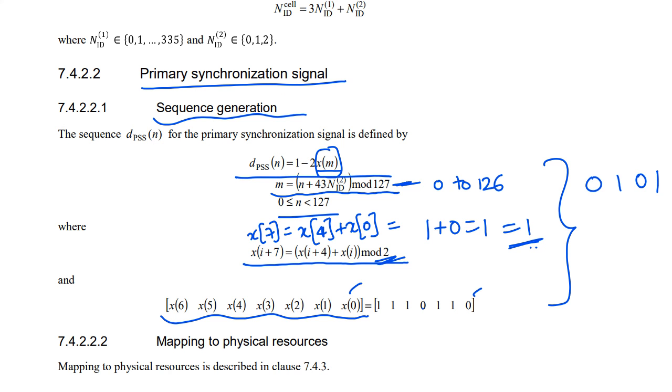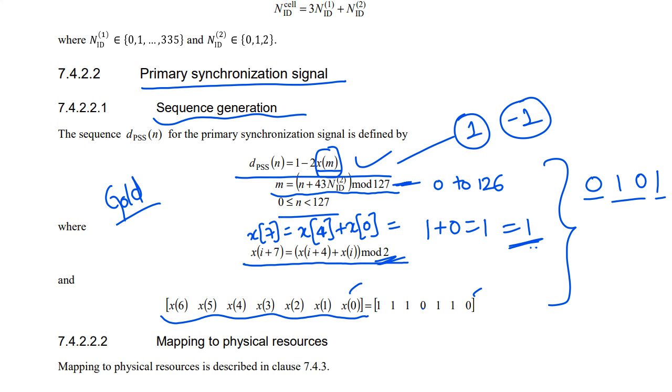Now when you substitute this x of m, which contains only 0 and 1, a kind of gold sequence, in this particular equation, what will you get? If it is 0, then you will get 1. If it is 1, 1 minus 2, which is minus 1. So the values will be either 1 or minus 1. Once you generate this sequence, before mapping it to subcarriers, if you plot this, then definitely it would look like this. All the samples would fall under these 2 points, and it looks like a BPSK constellation.